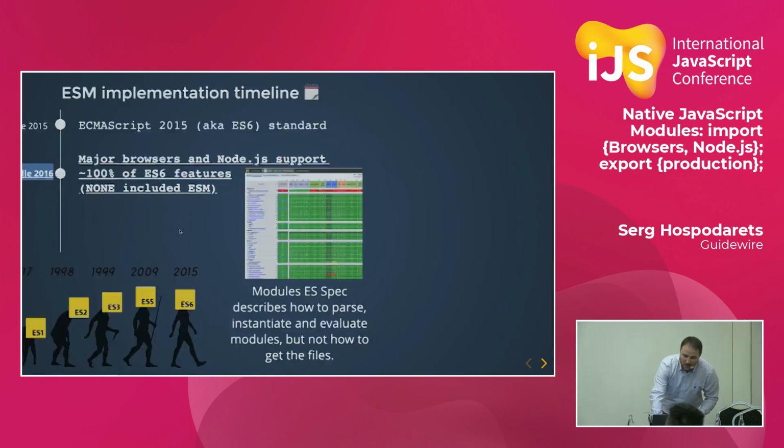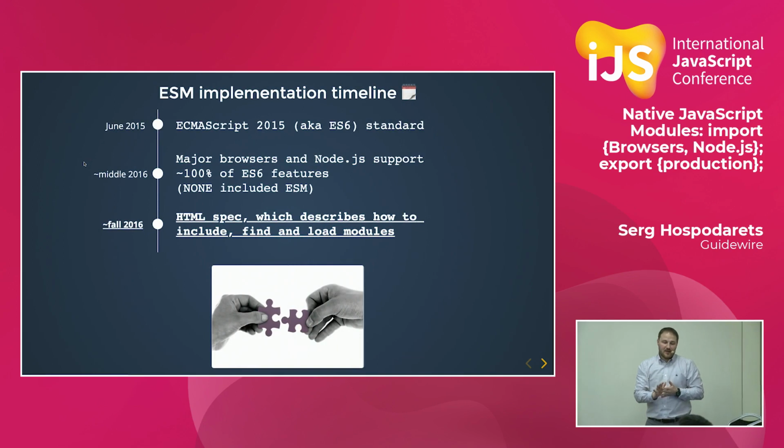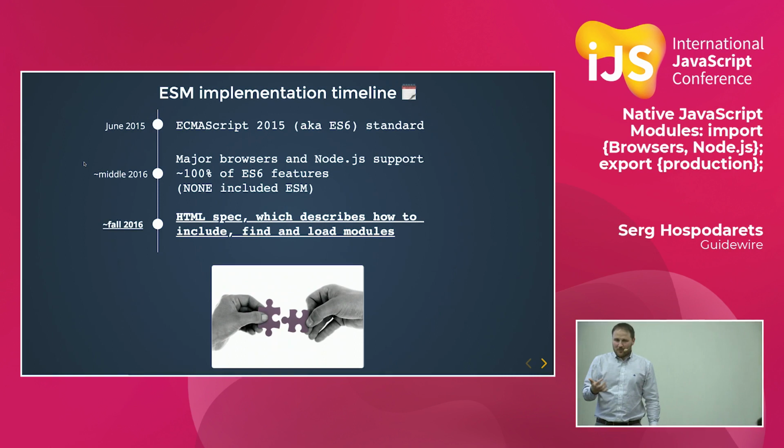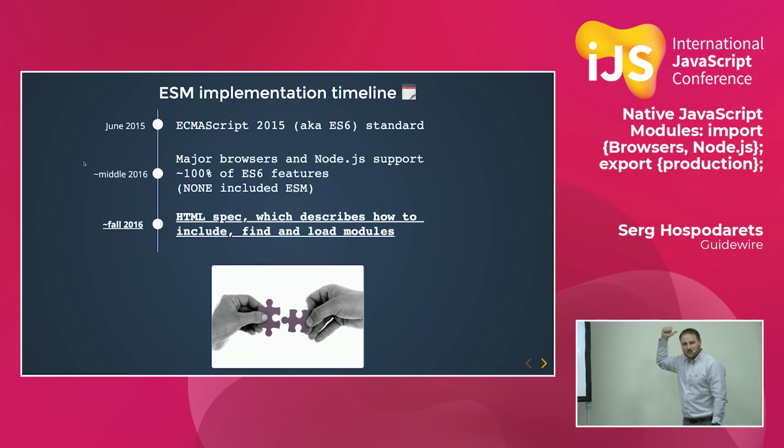So how and why? Let's try to understand what was happening. In June 2015, the ECMAScript spec. Middle of 2016, actually, everyone supports it. And in the fall of 2016, in autumn, finally the HTML spec came and described how it works. You know what the difference is? In the JavaScript spec, it was described: if you do import and you do export, it works. But how it works? Not my problem. That's why none of the browsers or Node.js, nobody could implement this. They had no idea how to actually resolve all these dependency graphs, how to do all this stuff.